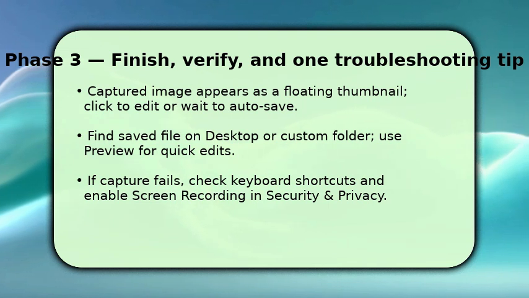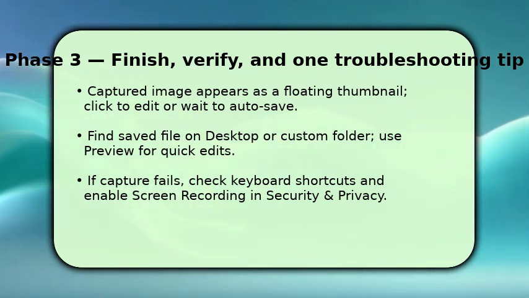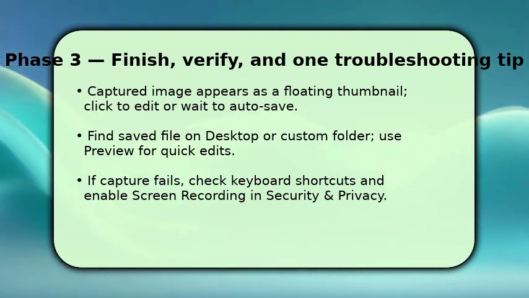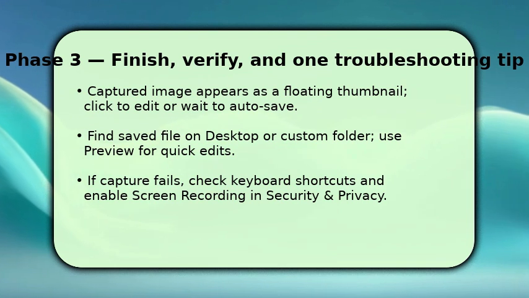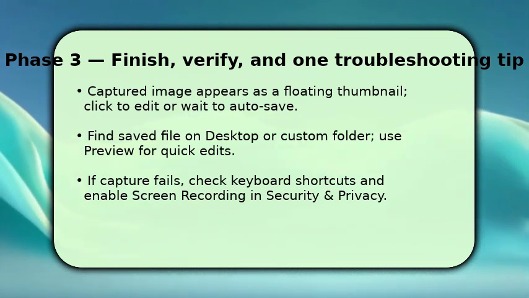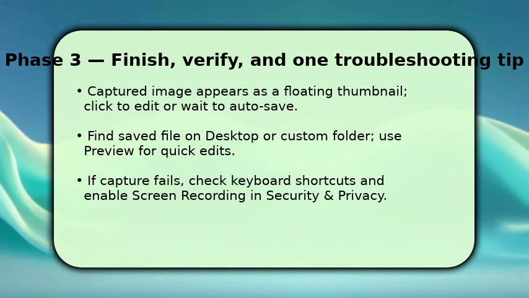To make quick edits, open the file in Preview or Photos and crop or add annotations, then export. If nothing happens when you press the keys, verify keyboard shortcuts in System Settings and allow screen recording in Security and Privacy. That's the most common fix when screenshots don't work.